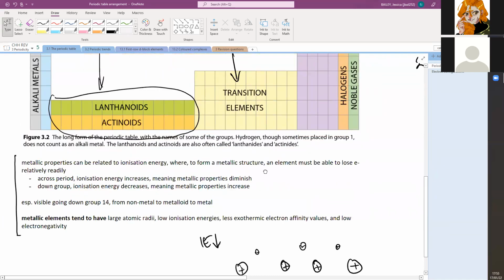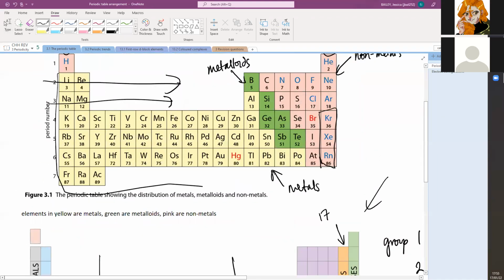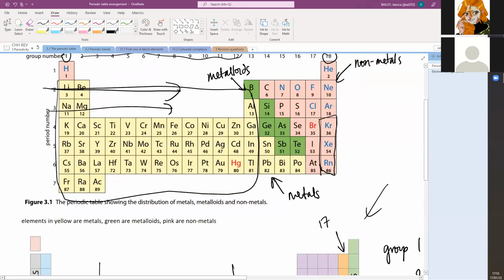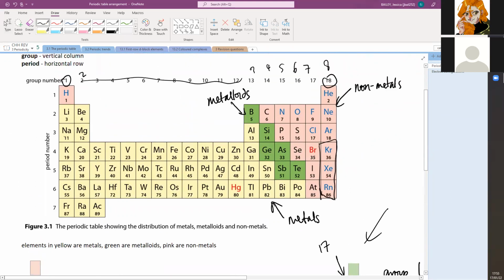And here it just says, these are just the properties of metals, like within this metal block that we talked about before, this whole entire chunk. So as you move across the period, rightwards, the ionization energy increases, which means the metallic properties diminish. And you can see that here because if I use period 4, for instance, I start off completely with metals on the left-hand side of the periodic table.